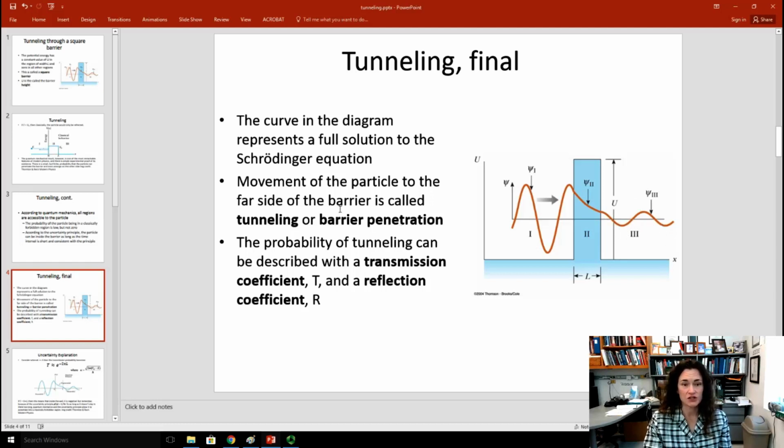Now this is called tunneling, quantum tunneling, or barrier penetration, and the probability that the particle can tunnel through can be described by the transmission coefficient, which we'll call T. And you can look at the probability that the particle is reflected as well, and that's the reflection coefficient, R. Now since these both represent probabilities, T plus R sum to 1.